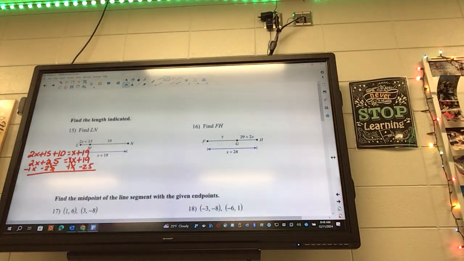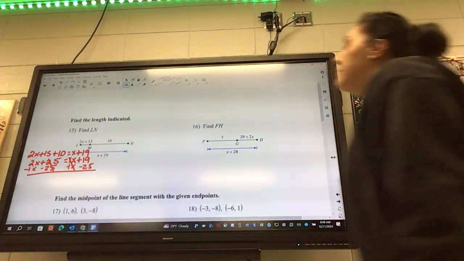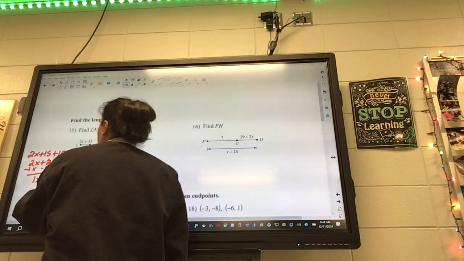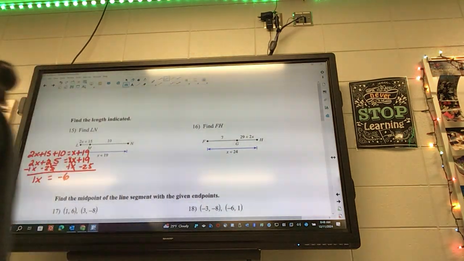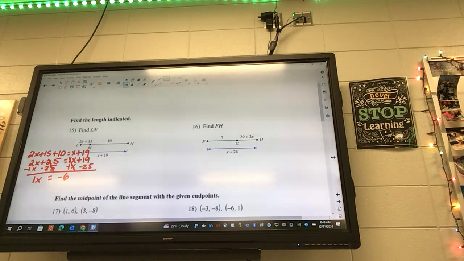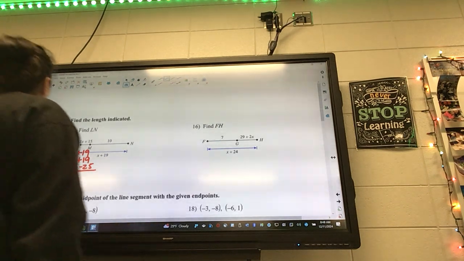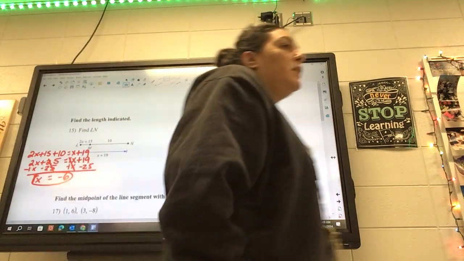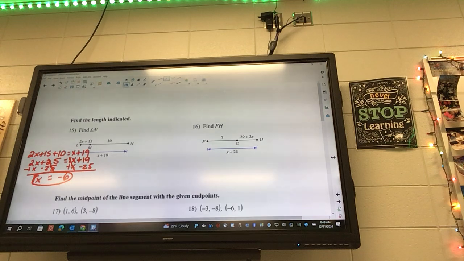So 2x minus 1x is 1x. 19 minus 25 is negative 6. Even if we divide both sides by 1, my answer is still going to be negative 6. So this is my answer as far as the x goes. However, what do the instructions tell us to find? LN. So it says find LN.